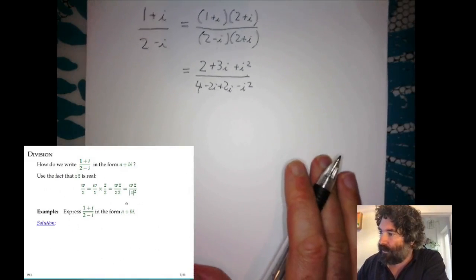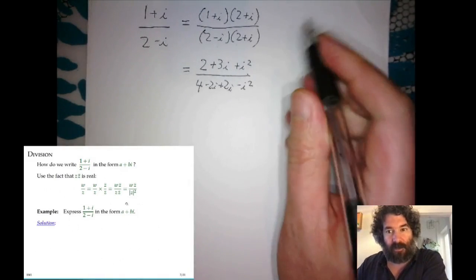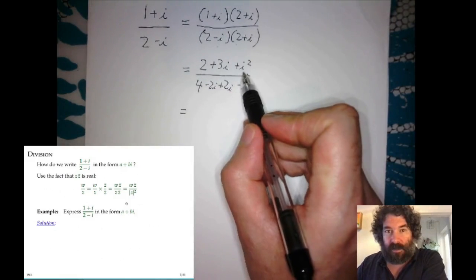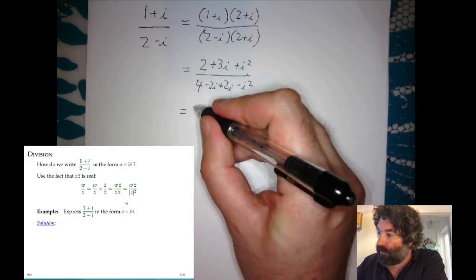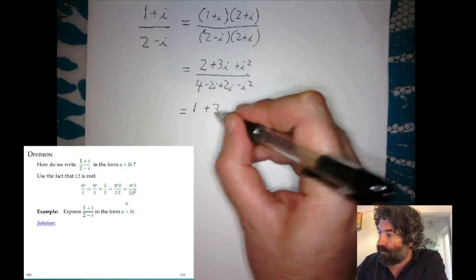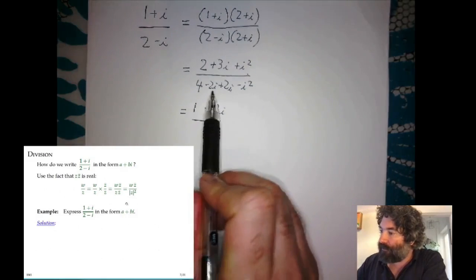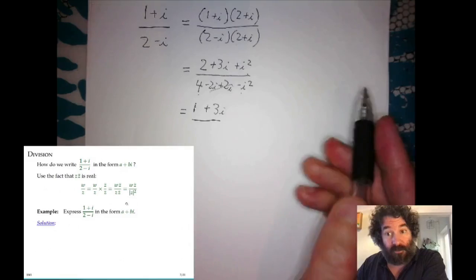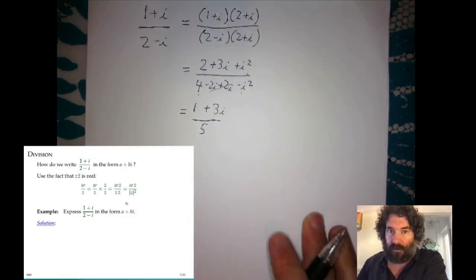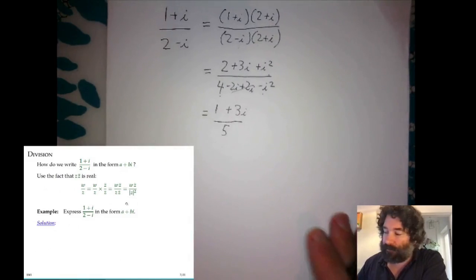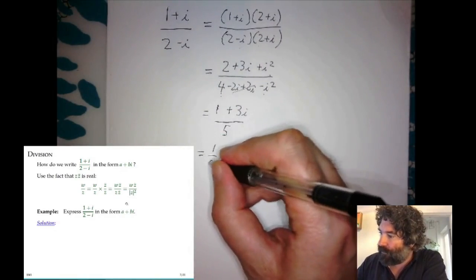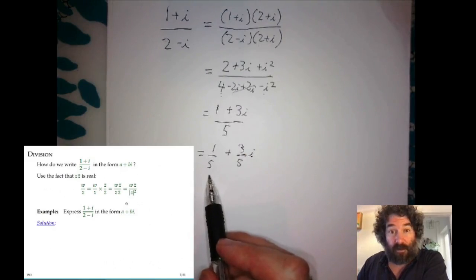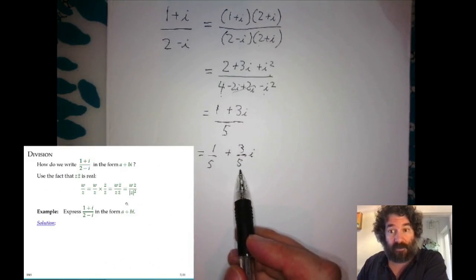Okay, and so now we just need to replace i squared by -1, both in the numerator and the denominator. So this i squared is -1. Combined with the 1, we get 1 plus 3i. And then in the denominator, these two cancel out. We have 4 minus -1, so that's 4 plus 1, 5. And so this complex number is 1/5 plus 3/5 times i. The real part is 1/5, the imaginary part is 3/5.